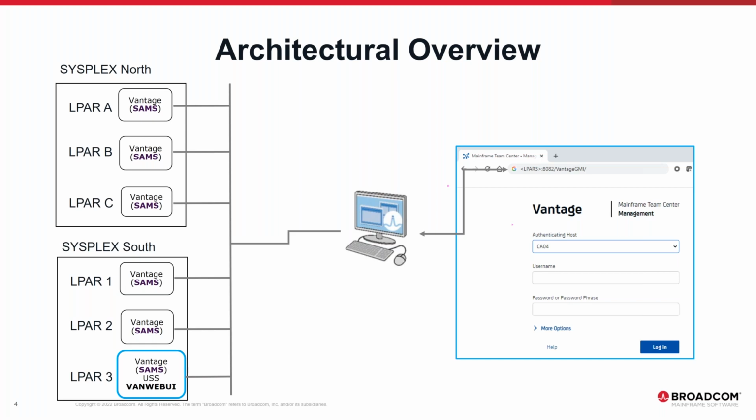So basically it's a browser instance. You just bring up a browser from any PC location, VPN in, or if you're in network, just add the application URL and you'll get the Vantage logon page. What's really nice about the Van Web UI client is you only need one instance, one started task of it, within all your sysplexes. As long as within all your different sysplexes you have TCP/IP access, you only need one Van Web UI started task running.